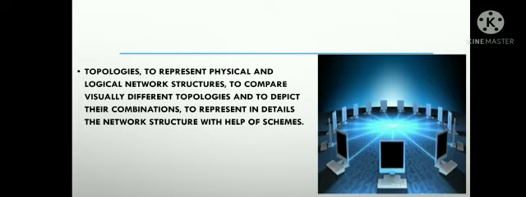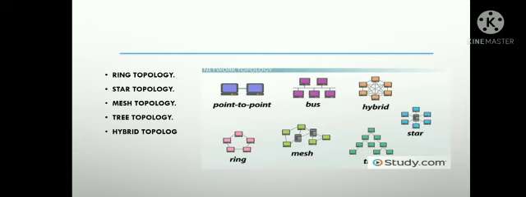In a computer network, there are mainly 6 types of physical topology. They are bus topology and its types, ring topology, star topology, mesh topology, tree topology, and hybrid topology.